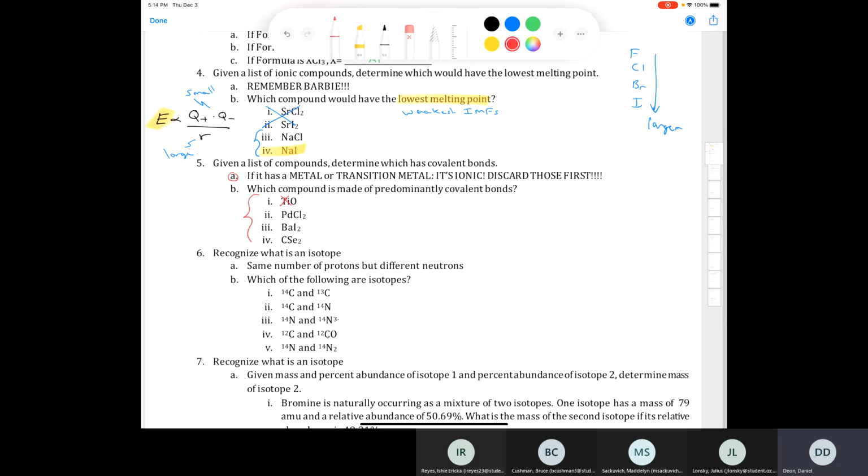Well, titanium is a metal, a transition metal, as is palladium, and barium is a metal as well. Right, barium is in group 2A, but it's on the left-hand side of the metalloid line, and so it's considered a metal. And if you look at carbon diselenide, carbon and selenium are both non-metals. So we'll put here, both are non-metals. Therefore, this is a covalent compound. The rest are all ionic. So all of these are ionic compounds.